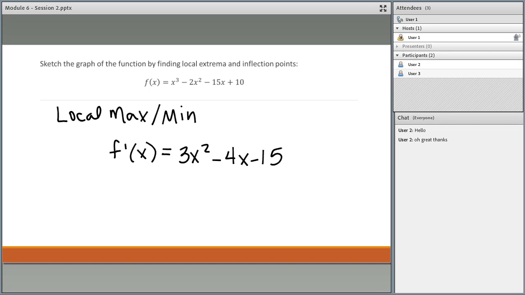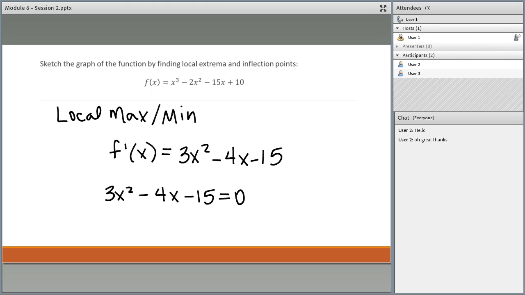So the first derivative, we're going to set that equal to 0 because that will tell us where the graph goes flat and changes directions. And that will give us a potential local max or local min. It could also end up being a point of inflection. We'll just have to use either the first derivative test or the second derivative test to make that decision.